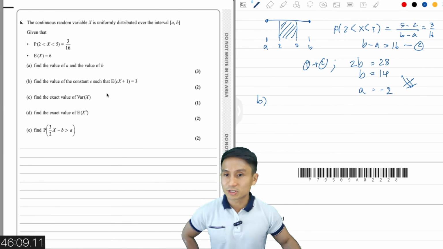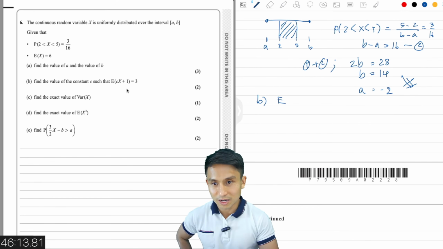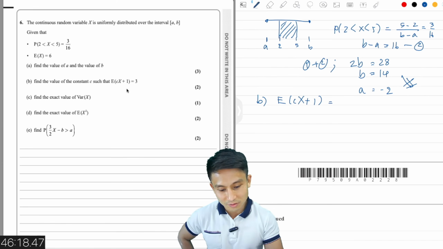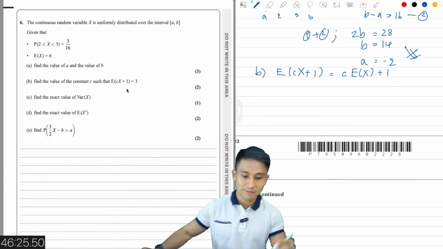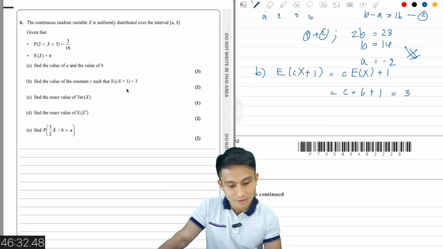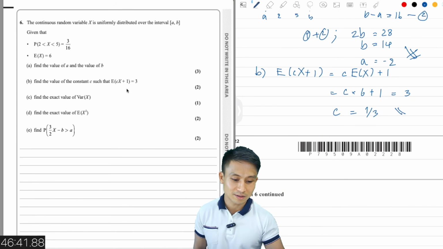Find the value of the constant c such that the expected value of cX plus 1 equals 3. Okay, so the expected value of cX plus 1, if we use the S1 knowledge, will be equal to c times the expected value of X plus 1. The same thing, just linear coding here. So that is c times 6 plus 1 given to be 3. So basically c can be solved there. It's just 2 divided by 6, which is 1 over 3. Basically that. Easy, right?